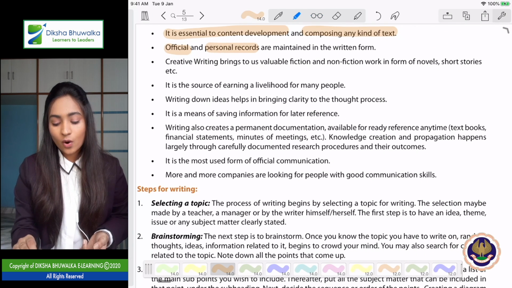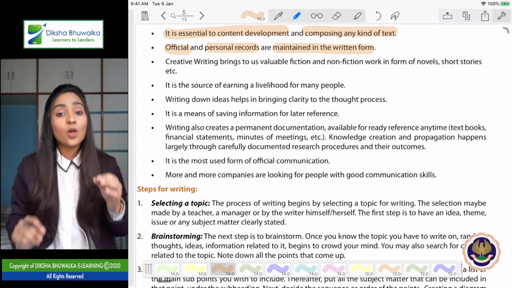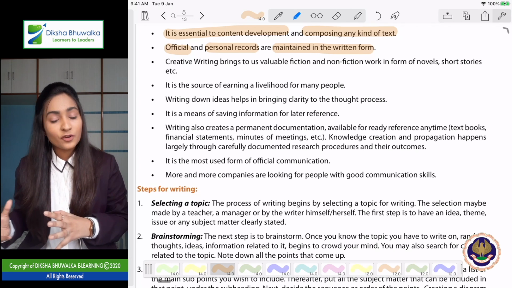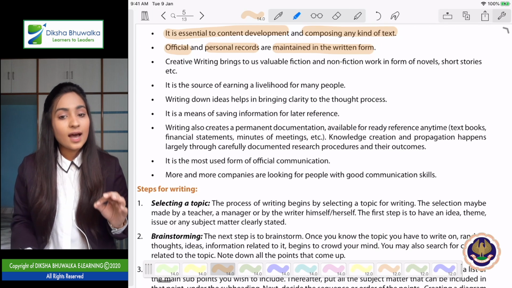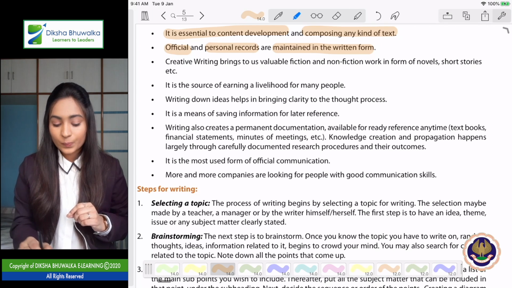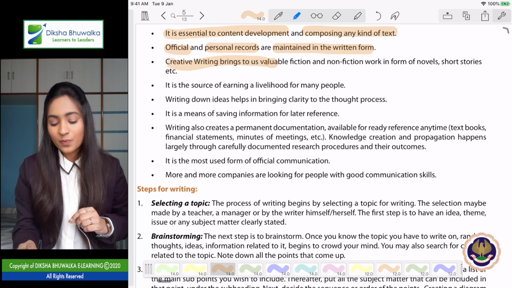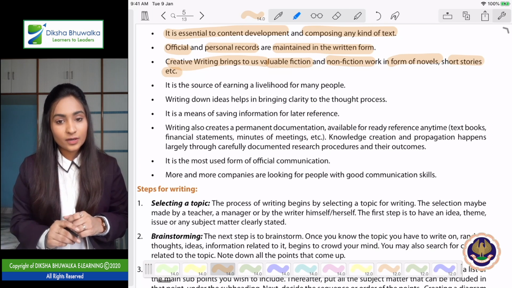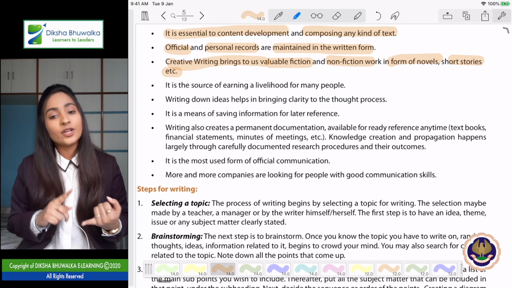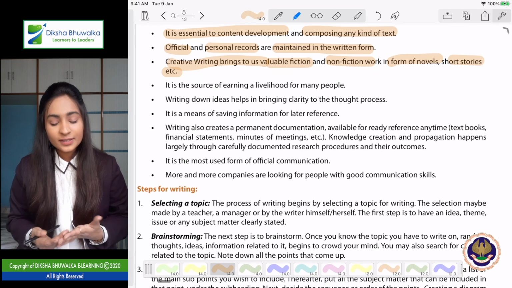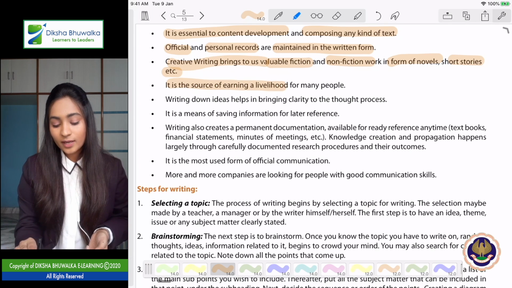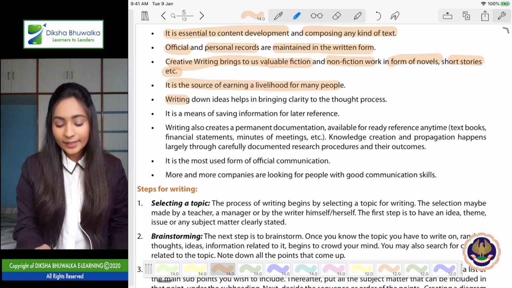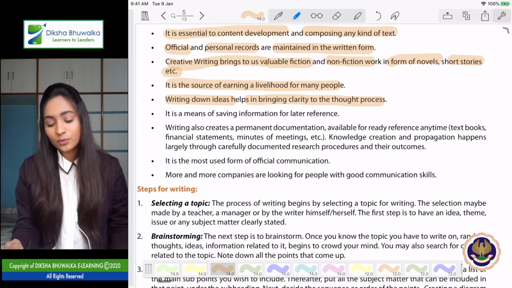Official and personal records are maintained in the written form. Now, a lot of documentation is in the written form, so that it can be preserved for later use. So writing skills will be required there also. Creative writing brings to us valuable fiction and non-fiction work in the form of novels, short stories, etc. Now you read short stories, you read novels, everything is what? Written. It is the source of earning a livelihood for many people. Many people are writers.